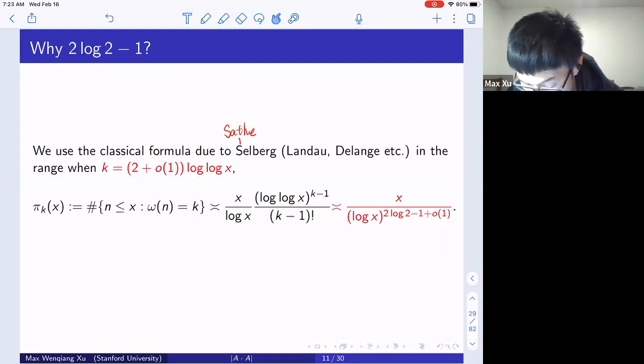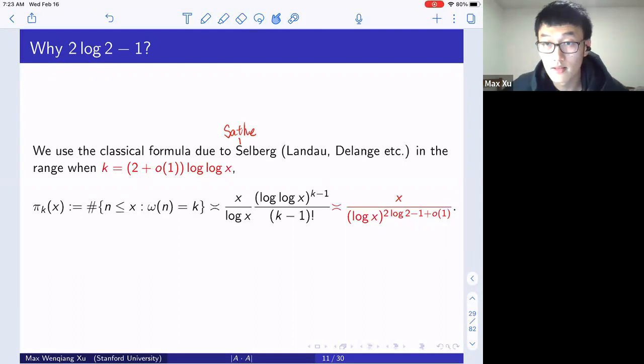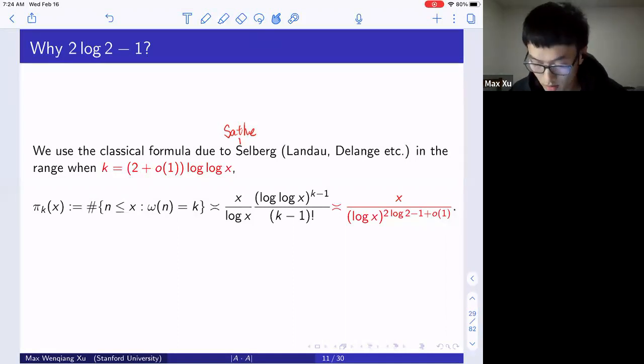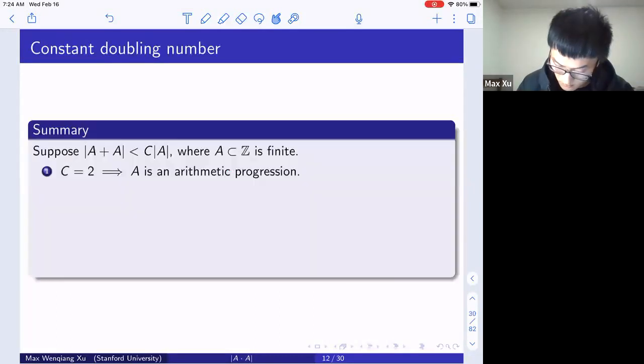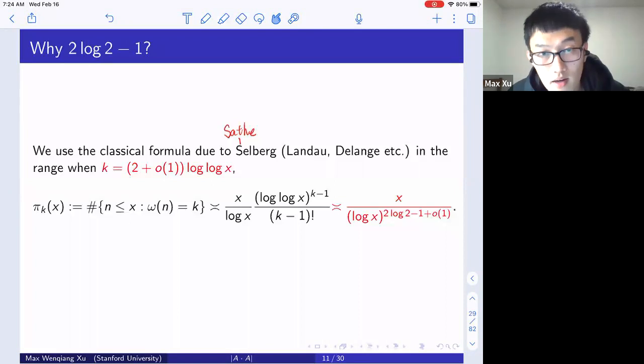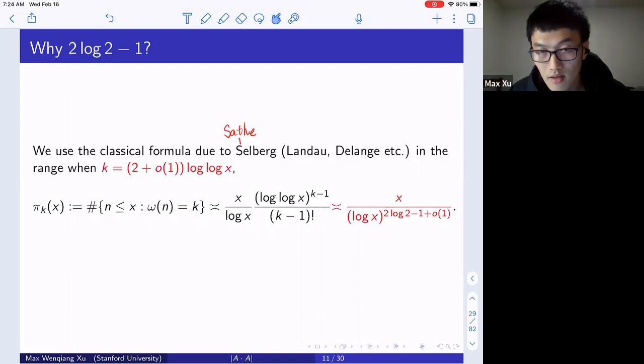So this is how 2 log 2 minus 1 appears: you can use the Stirling formula to approximate k factorial and plug it in, and you will get this 2 log 2 minus 1. Okay, that's the heuristic argument for how 2 log 2 minus 1 appears in this special case. Any questions so far? Okay, if not, then we move on to the original question.